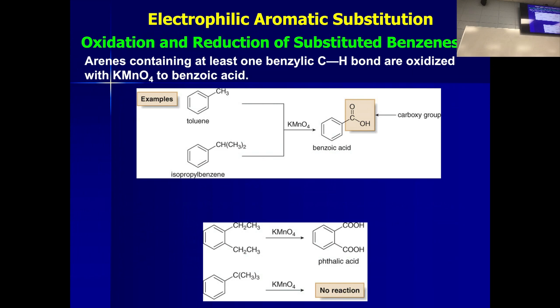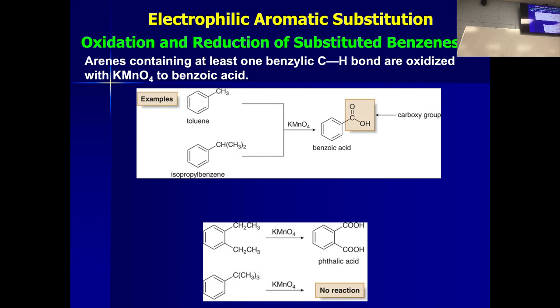Benzene molecules have some special chemistry that you need to be aware of. You can take things like these alkyl benzenes, like toluene or isopropylbenzene, and you can treat them with a strong oxidant like potassium permanganate, and you can convert that carbon into a carboxylic acid. It's kind of a cool reaction.